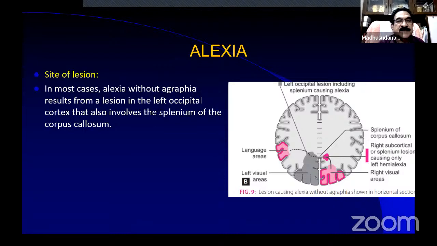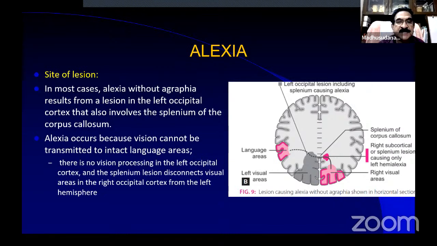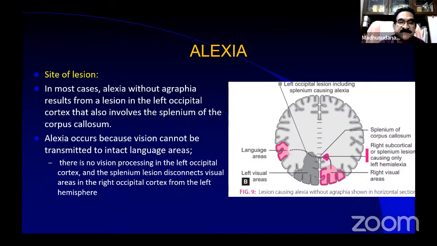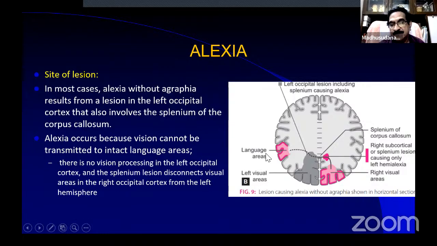So in most cases, alexia with agraphia results from a lesion of the left occipital cortex, which is what is shown here. That involves the splenium of the corpus callosum as well. Alexia occurs because the vision cannot be transmitted to the intact language areas. There is no visual processing in the left occipital cortex, and the splenium lesion disconnects the visual areas in the right occipital cortex from the left hemisphere. Here there is already no vision, so the only visual information has to reach the opposite side.